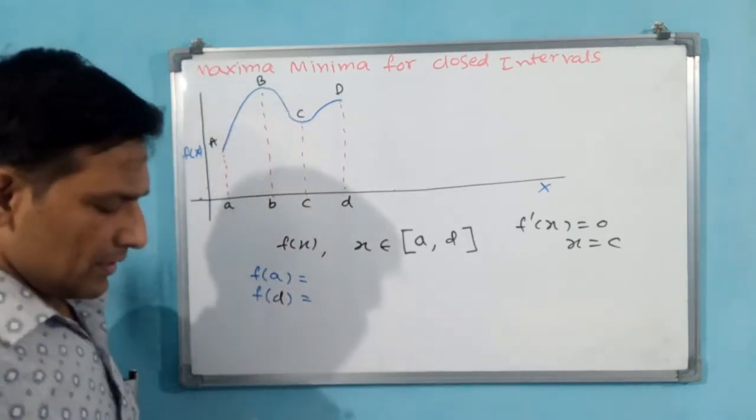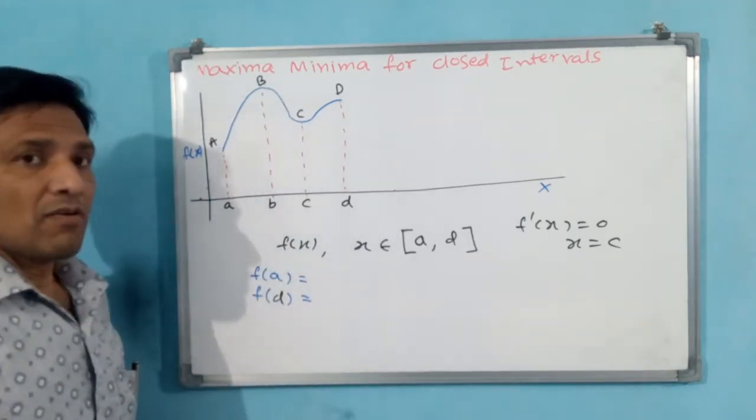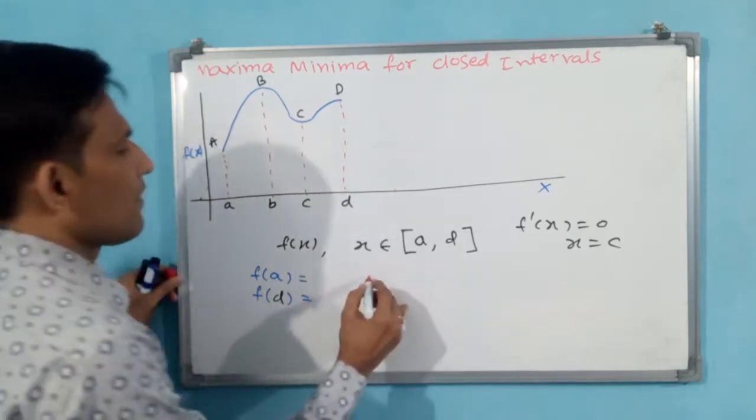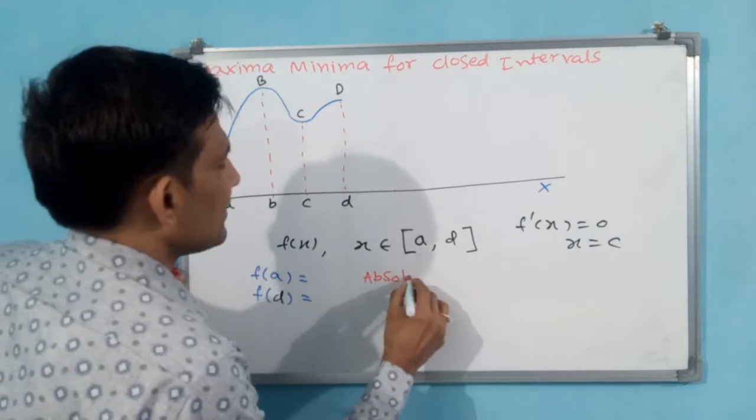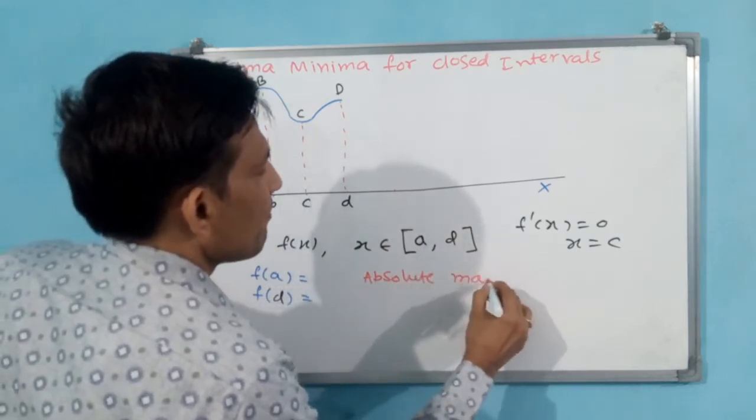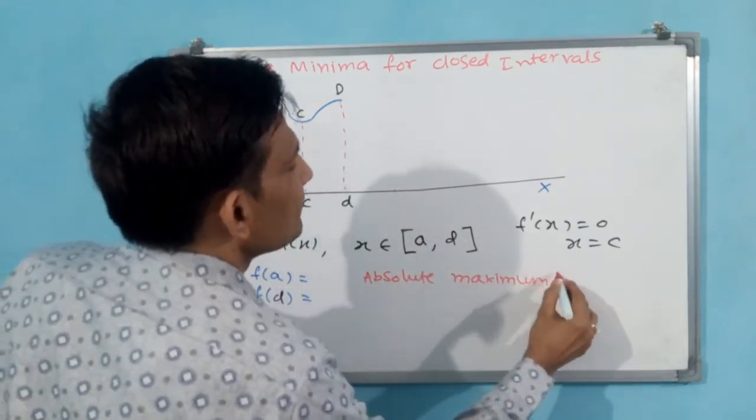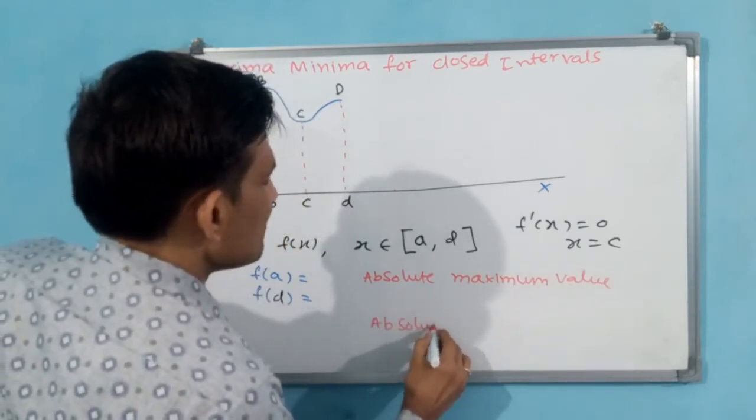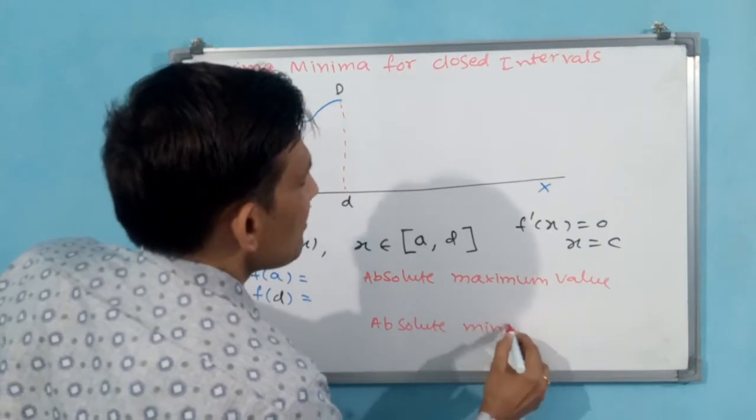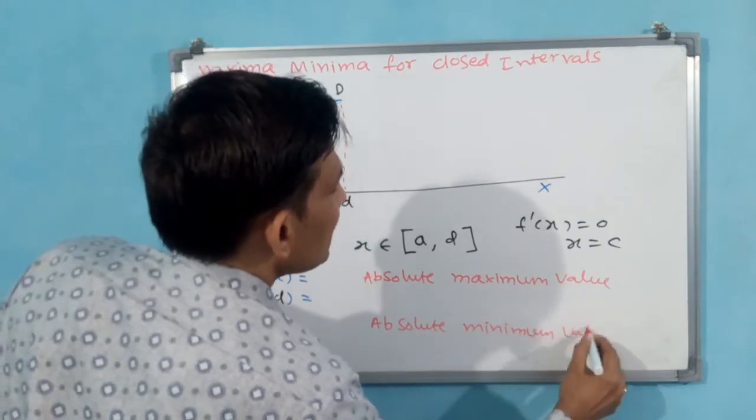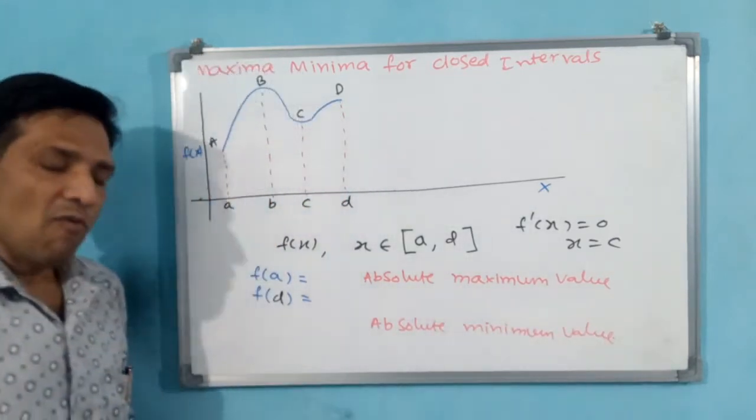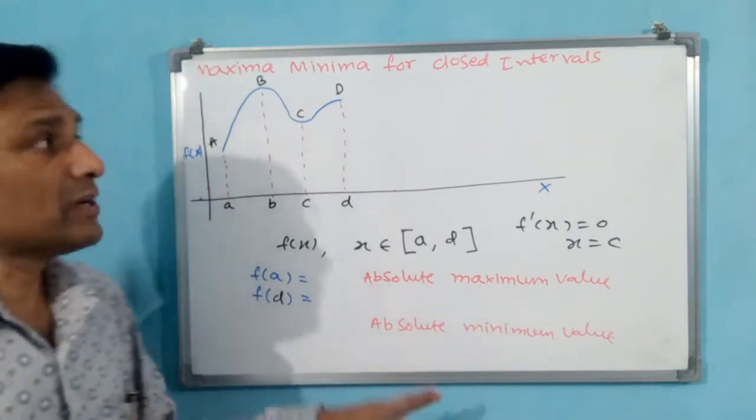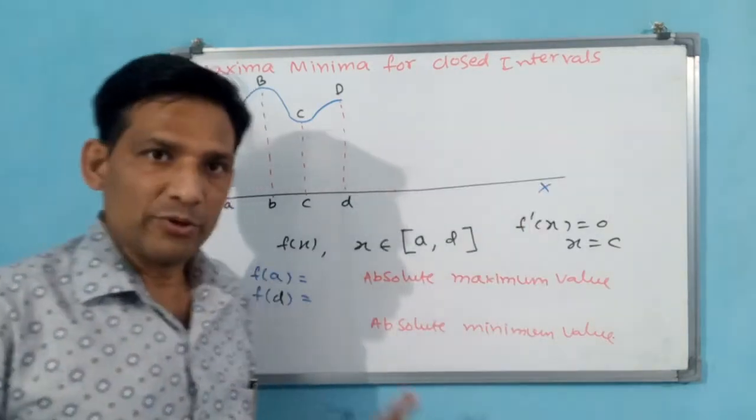Okay. Now you see here one word has come. Absolute maximum value. Absolute minimum value. Okay. What are these? See, absolute maximum value or absolute minimum value will come in closed intervals only. You keep it in your mind.